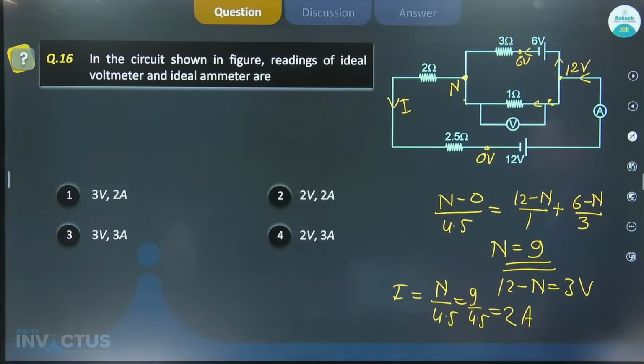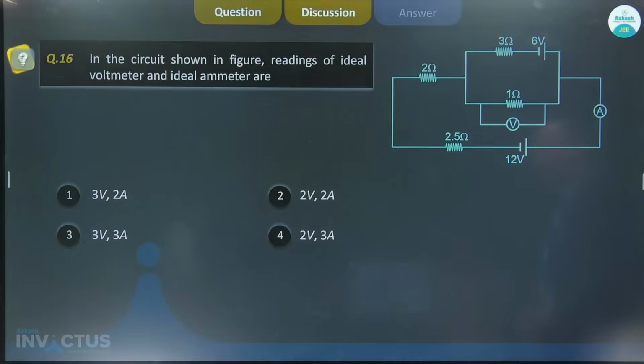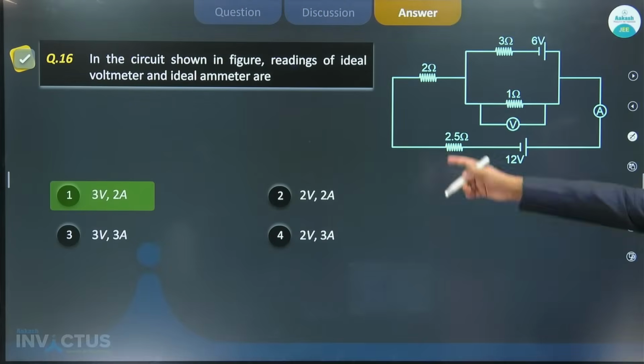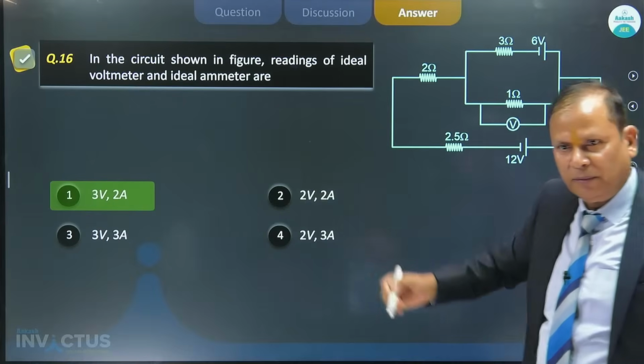We can check the answer. It will be option 1. You can see the answer. It is 1.